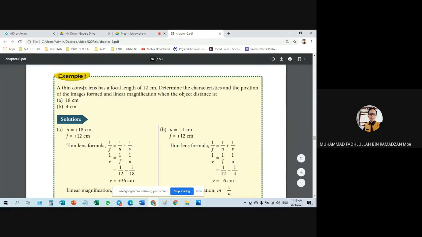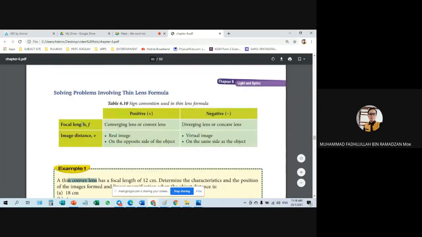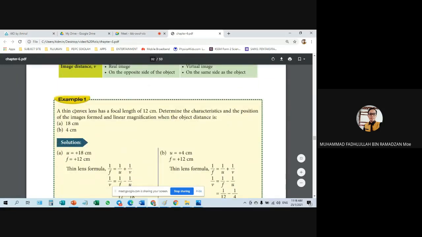Convex lens. So kalau macam ni, soalan macam ni, dah ada je convex lens, you kena highlight convex lens. Sebab apa? Dekat sini dah ada information. Focal length untuk convex lens mesti positif. Kalau concave lens, you highlight, you terus letakkan dia punya F negatif. Okay, so convex lens has focal length 12 cm. Determine the characteristic and the position of the image form and the linear magnification.